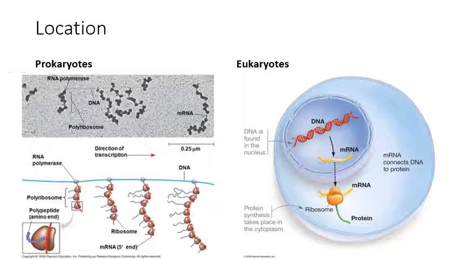In eukaryotes, it takes longer. It's a slower process where you have to process the mRNA and export it out of the nucleus, so you have to finish transcription before you start translation, and in prokaryotes, everything happens at the same time.